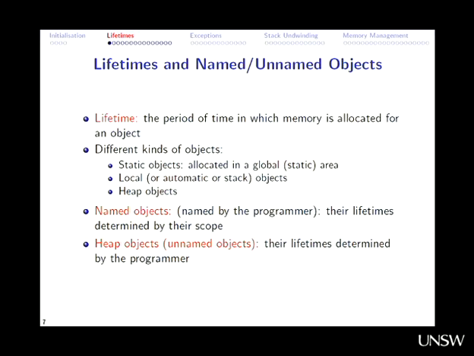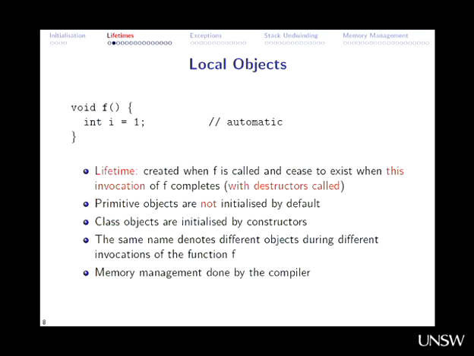This is really important. Named objects are local stack objects. Their lifetimes are determined by their scope. Unnamed objects, dynamically created ones, have a lifetime that's allocated or determined by yourself. And so a local object might look like this. Int I equals 1. Okay? Its lifetime was created when f is called, and it ceased to exist when f completes, okay, with the destructors on the object being called. Okay, in the case of a primitive, like an int, there's actually no destructor for that, okay?